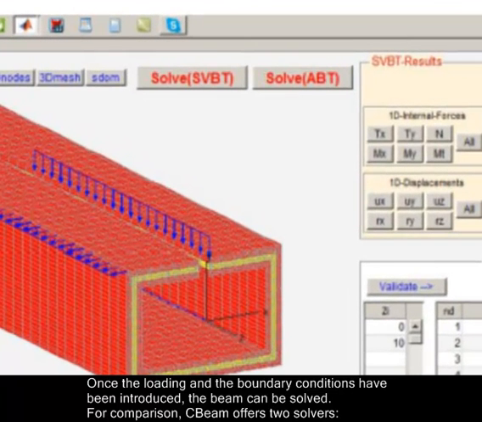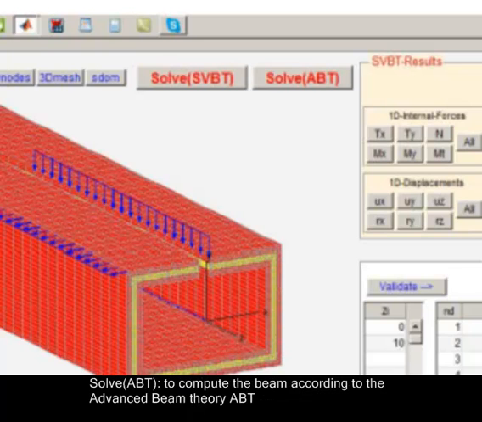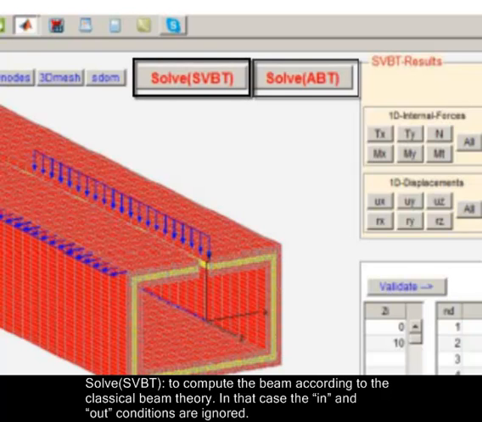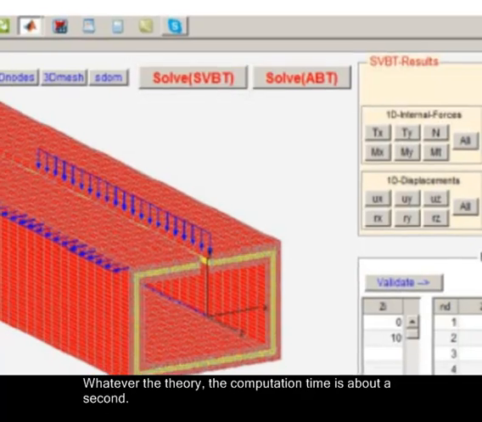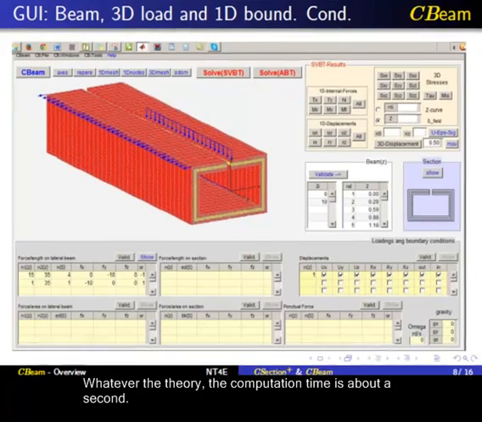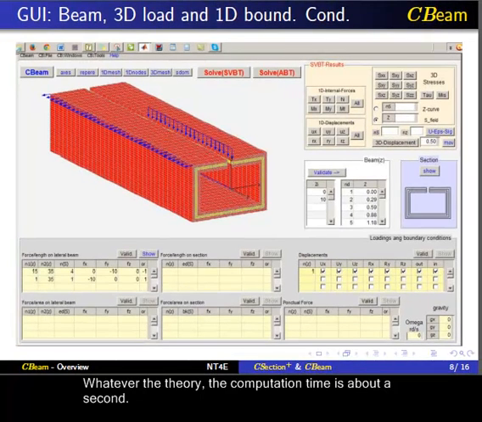For comparison, CBeam offers two solvers: ABT to solve the beam according to the advanced beam theory, and SVBT to compute the beam according to the classical beam theory. In that case, the in and out conditions are ignored. In fact, SVBT computes the beam according to the Saint-Venant beam theory. Whatever the theory, the computation time is about a second.